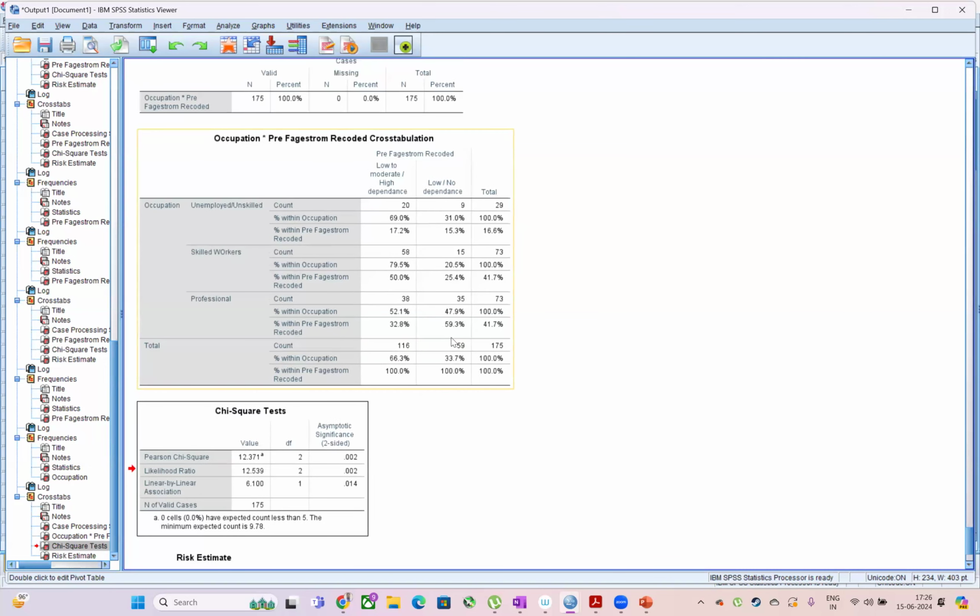Here, if you see, you have the row percentage and the column percentage. So this is the row percentage, and this is the column percentage.